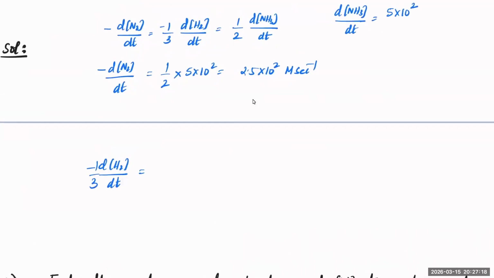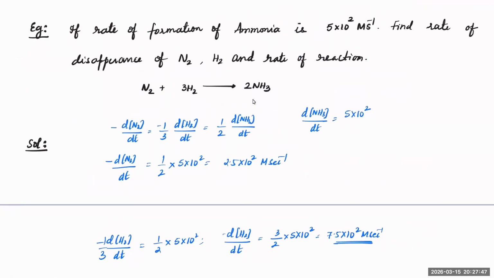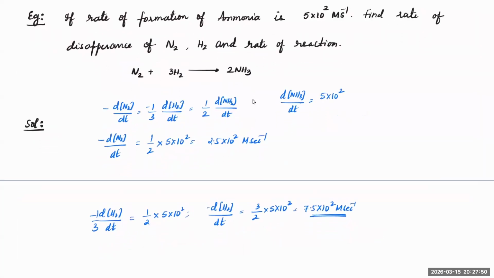Similarly, for the disappearance of H2, I have to multiply with 1 by 3, so that must be equal to half of ammonia, which is 5 into 10 raised to power of 2. Therefore, the disappearance of H2, minus d[H2]/dt, is equal to 3 by 2 times 5 into 10 raised to power of 2. Got it? Therefore it is 7.5 into 10 raised to power of 2 molarity per second. Correct. So please do check, everybody. This is how you find the rate of disappearance from the given case.